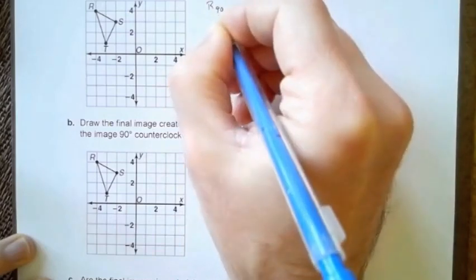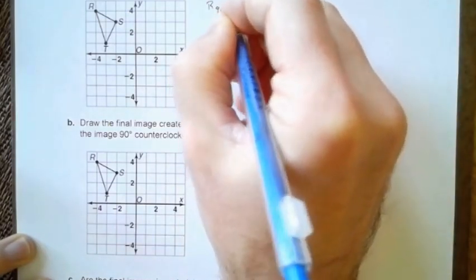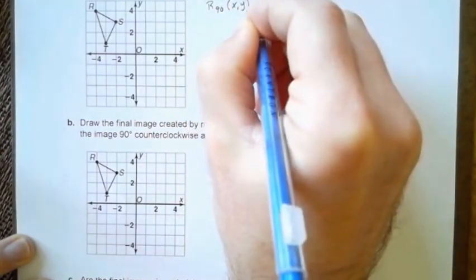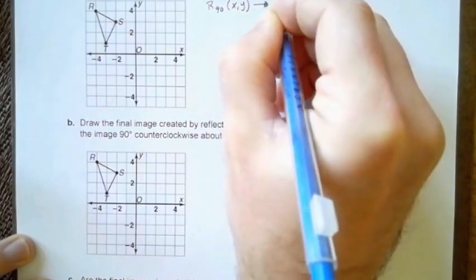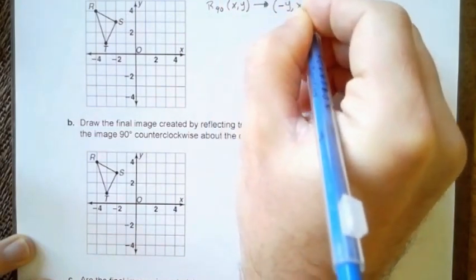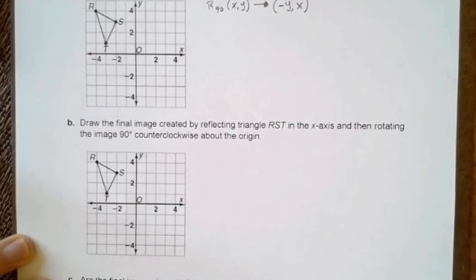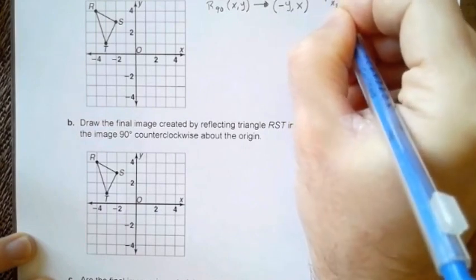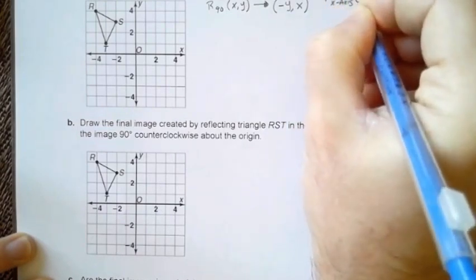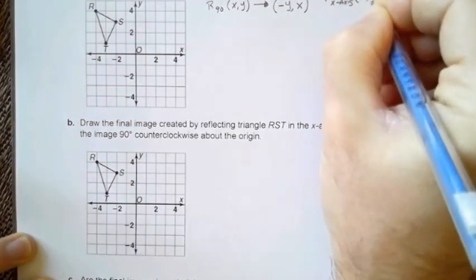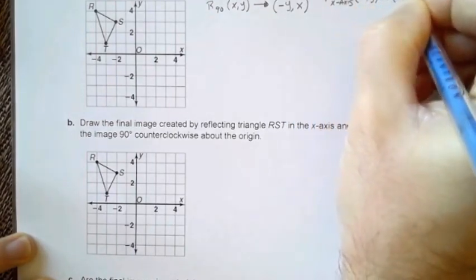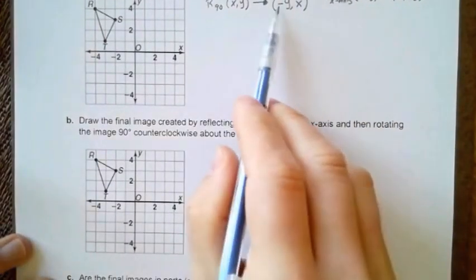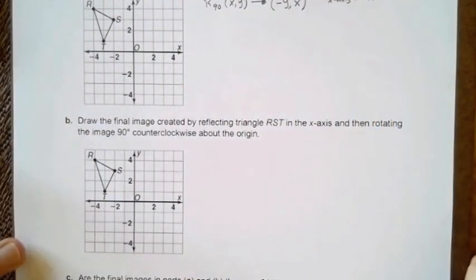Capital R for rotation of 90 degrees. A 90 degree rotation, which is counterclockwise, takes the point XY and maps it to the point -Y, X. After that, we're going to be doing a reflection in the x-axis, and reflecting in the x-axis takes a point XY and maps it to the point X, -Y. And again, negative meaning the opposite in each of these cases. It doesn't necessarily mean that our numbers are going to be negative.